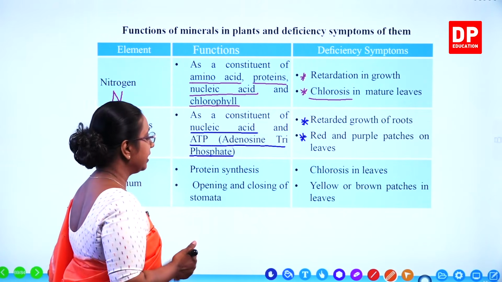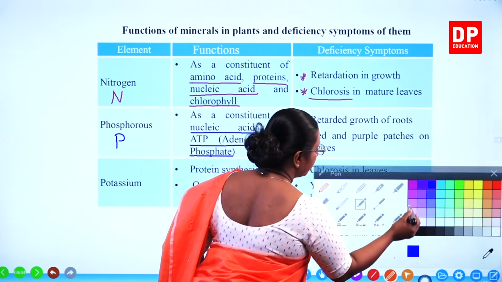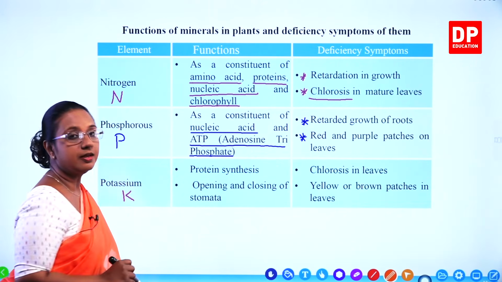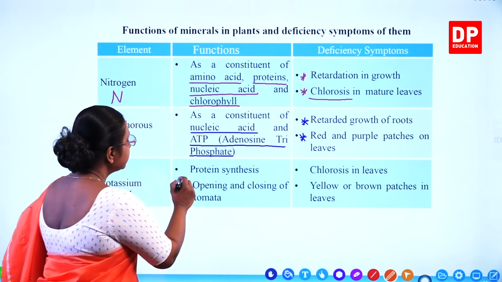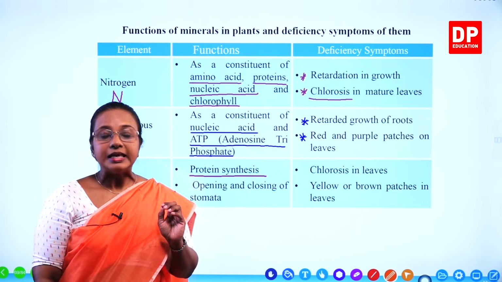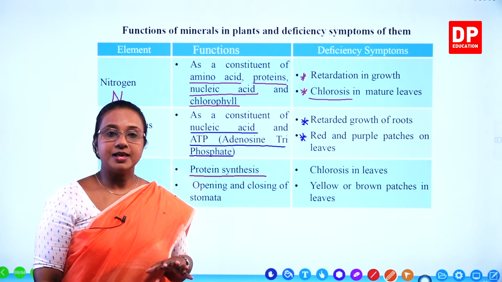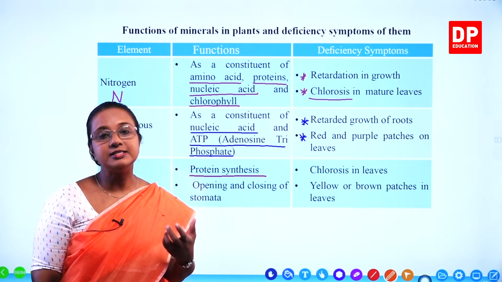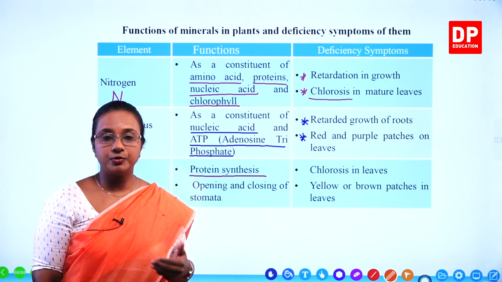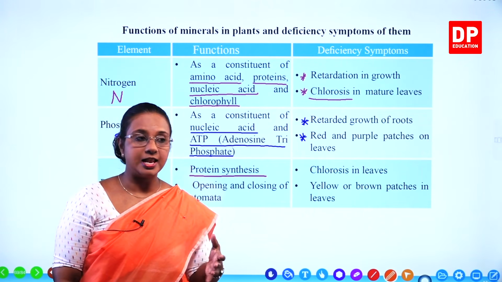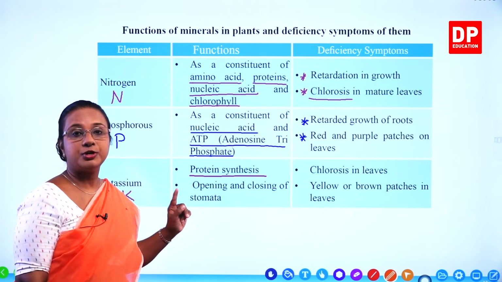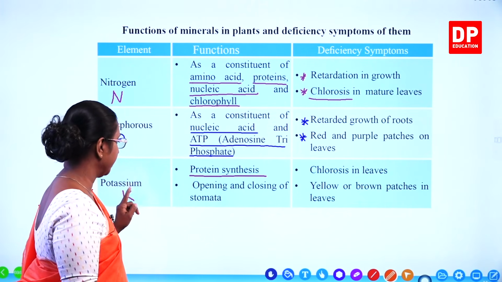Then again we have potassium. Potassium is another mineral important for the plants. It is important for protein synthesis. Inside the plant cells, there is protein synthesis taking place. That is the production of protein within the cell. For this to take place, there should be enough potassium in the plant body.